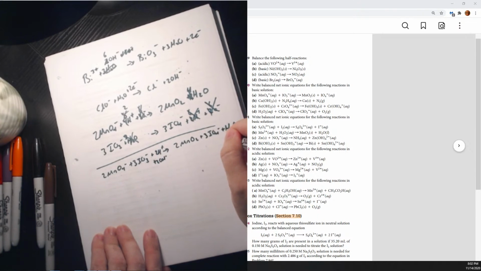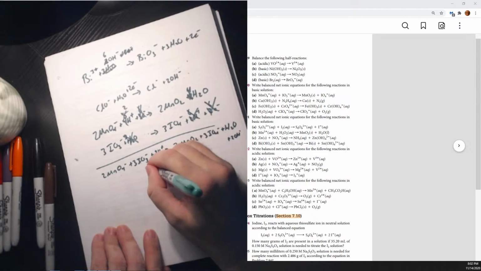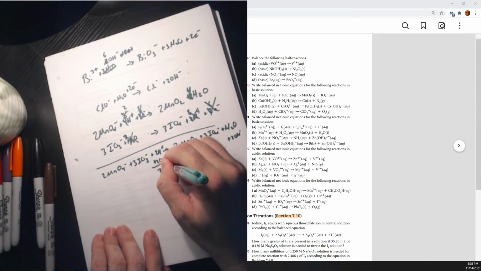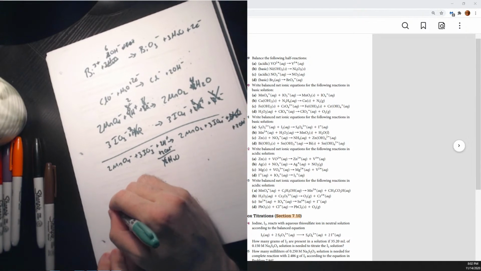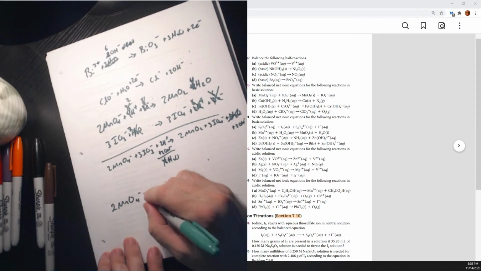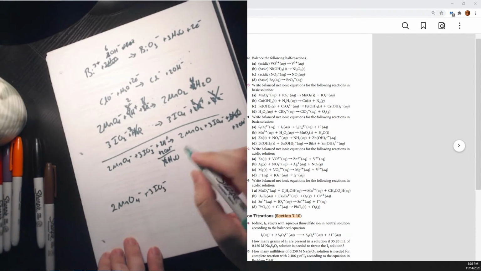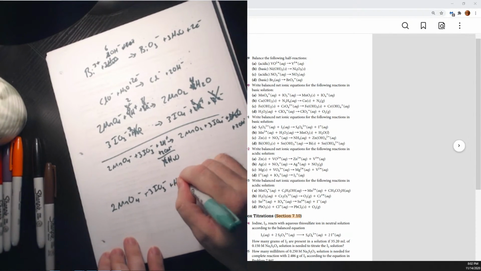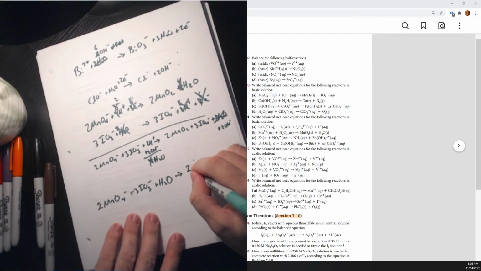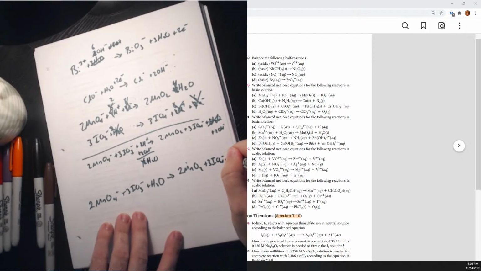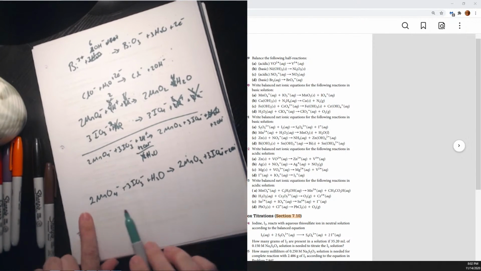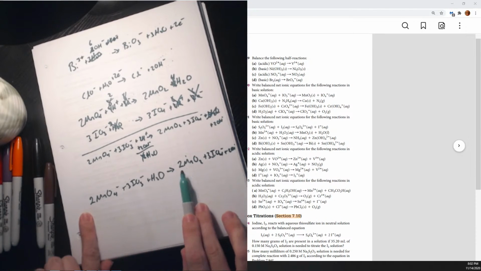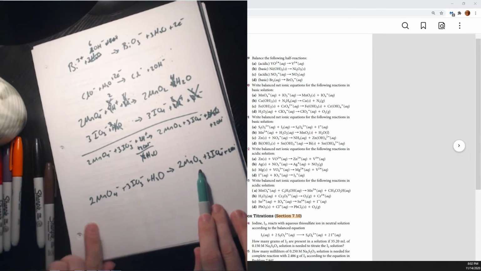2OH minus plus 2OH minus, 2H2O. That goes away. That goes down to 1. 2 MnO4 minus plus 3IO3 minus plus H2O yields 2 MnO2 plus 3IO4 minus plus 2OH minus. Ran out of room. So 2 manganese, 2 manganese, 3 iodine, 3 iodine.